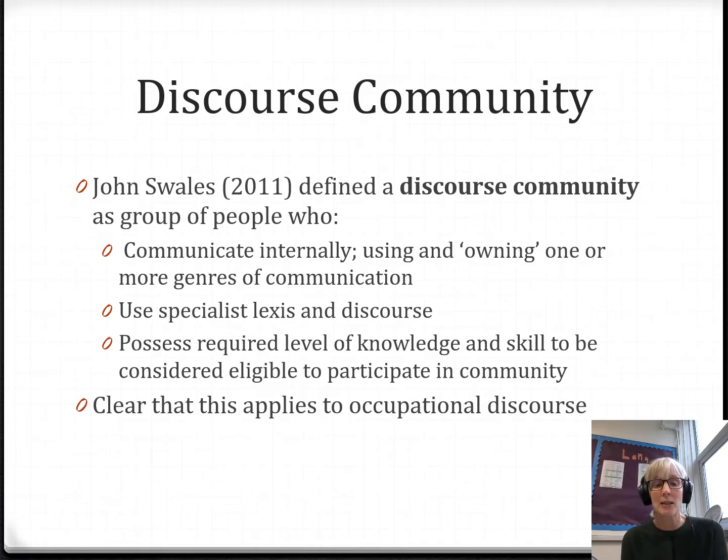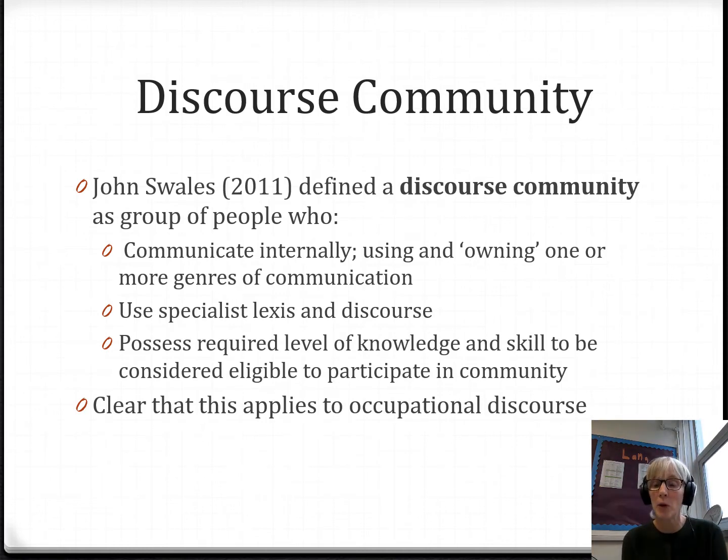And they possess the required level of knowledge and skill to be considered eligible to participate in the community. That's what's really interesting about discourse communities. You sort of have to earn the right to belong to them by how you speak. So if you yourself have a job and you've only just started in the job, you won't yet fully be part of the discourse community.